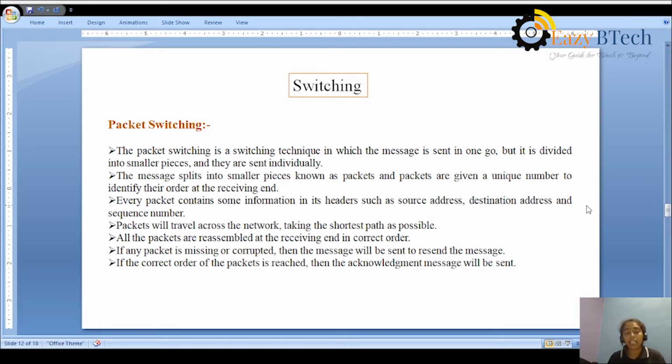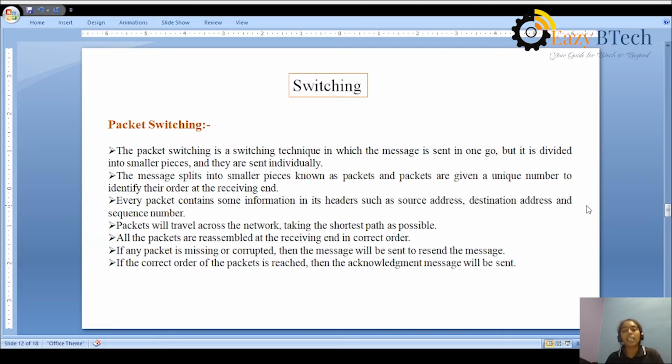If any packet is missing or corrupted, then a message will be sent to resend it. The entire message or data unit is divided into a number of packets, right? If any packet is missing, the receiver will send a message to resend it. If the packets reach in the correct order, the receiver gives an acknowledgement message. Otherwise, the receiver will not give an acknowledgement, and instead sends a message to the sender to resend the message again.